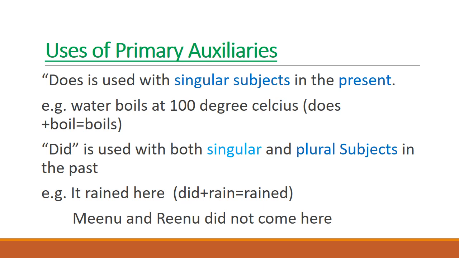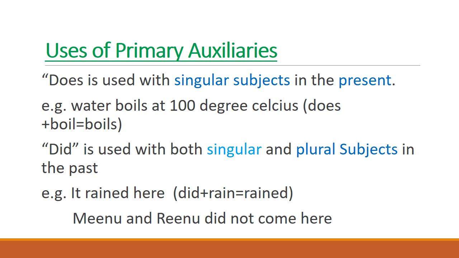Use of primary auxiliaries. Does is used with singular subjects in the present. Example, water boils at 100 degrees Celsius. Does plus boil is equal to boils. So does is there in the word boils. Here boils is used with the singular subject water. So does is used with a singular subject in the present. Water boils at 100 degrees Celsius. So this is an example.